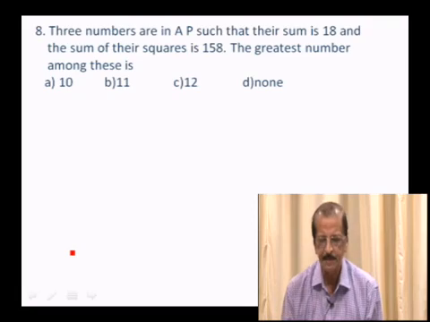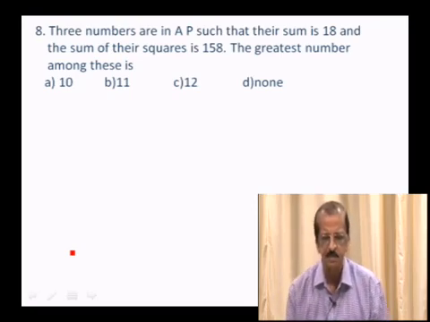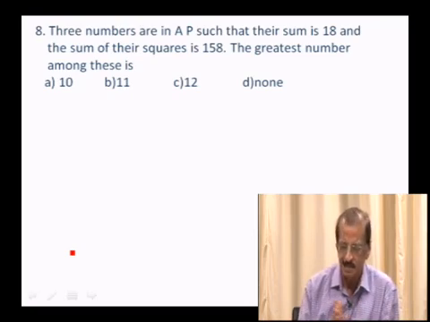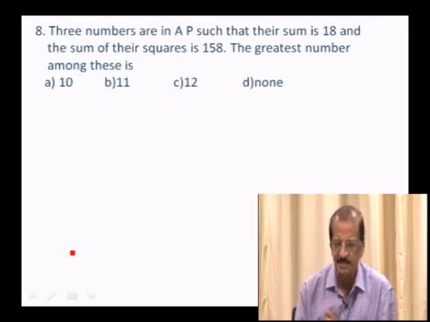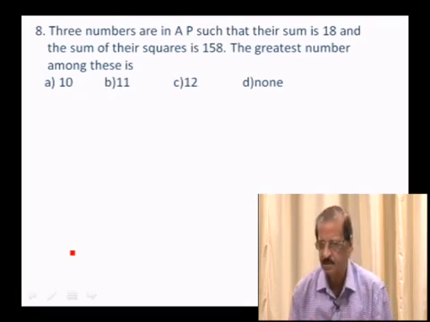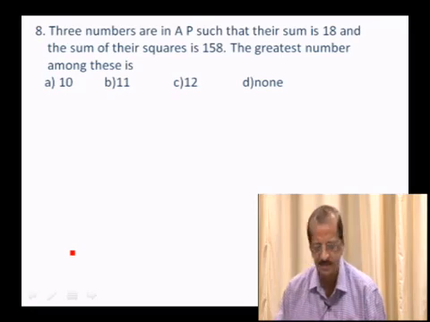Three numbers are in AP such that the sum is 18 and the sum of their squares is 158. The greatest number among these is. See, whenever 3 numbers are given, you must take those 3 numbers as A minus D, A, A plus D, so that when you take the sum, D gets cancelled and you get the value of A. So let us see how it can be done.